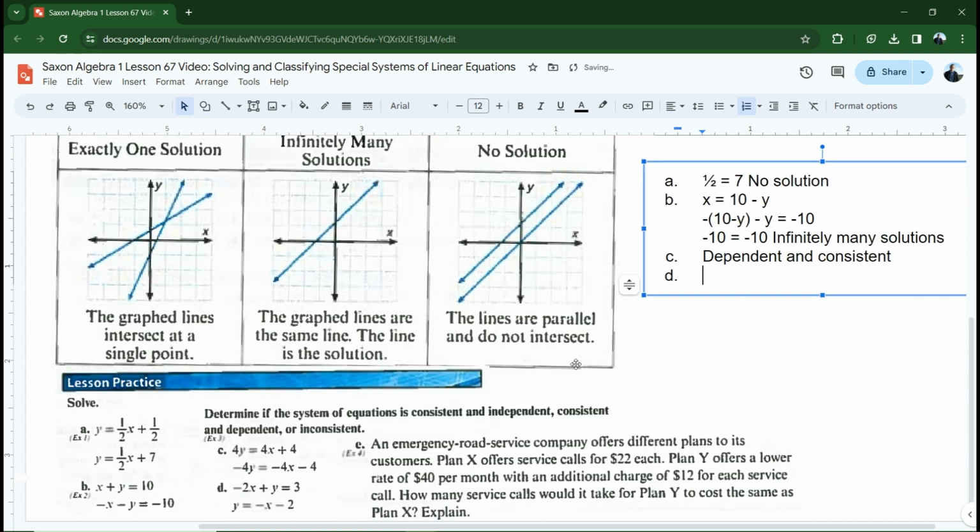Okay. Letter D. Negative 2x plus y equals 3. y equals negative x minus 2.